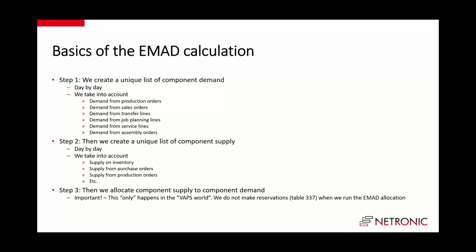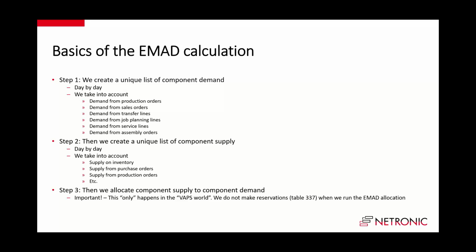The important thing is I explicitly say we allocate component supply to component demand. This is how we call it. We make an allocation, and this allocation just happens in what we call the VAPS world. So we calculate a value, the EMAT. It's a calculated value. In order to make this calculation, we make an allocation.